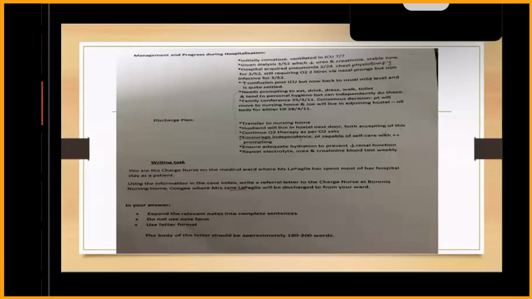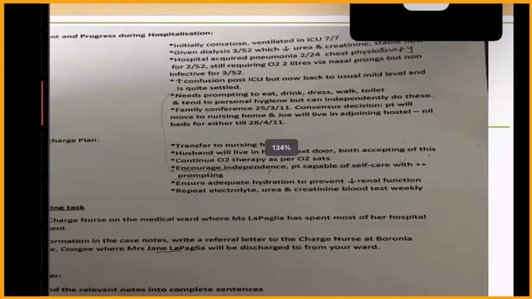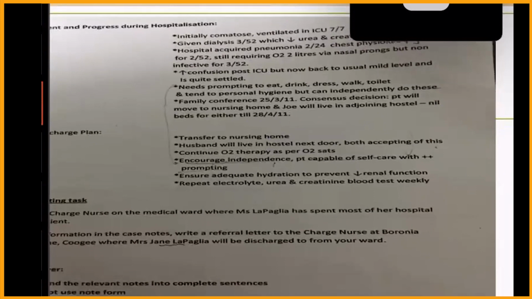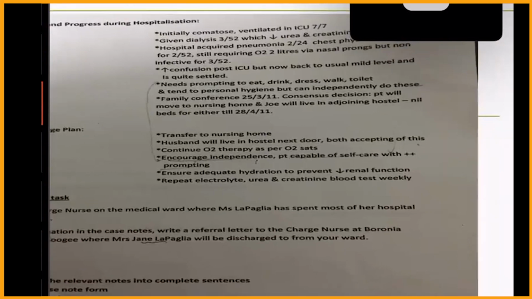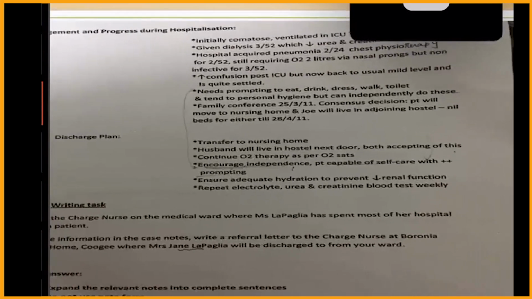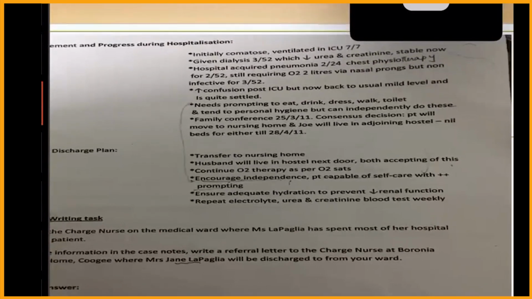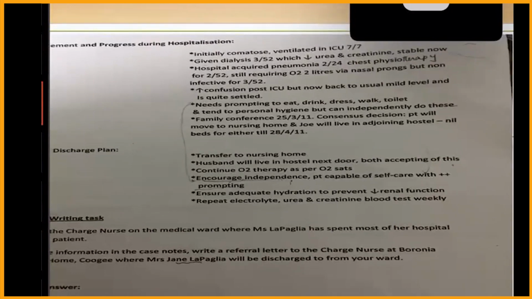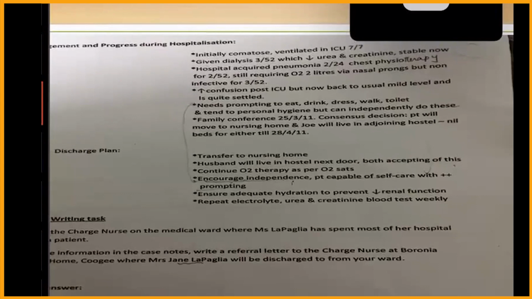Now, can I have someone else to read just the management part alone? Management and progress during hospitalization. Initially comatose, ventilated in ICU 7/7, given dialysis 3/52, which decreased urea and creatinine, stable now. Hospital-acquired pneumonia 2/24, chest physiotherapy for 2/52, still requiring O2, 2 liters via nasal prongs, but non-infective for 3/52.